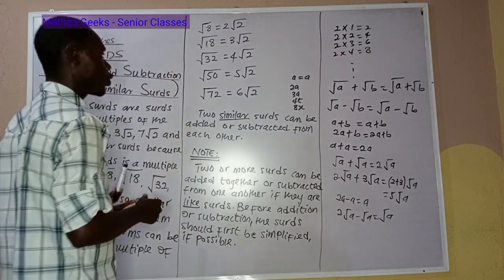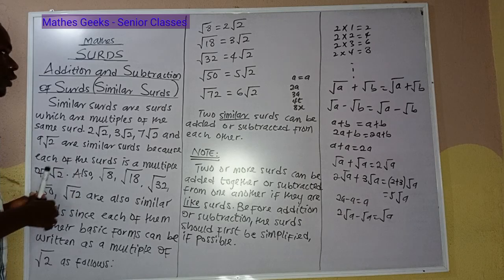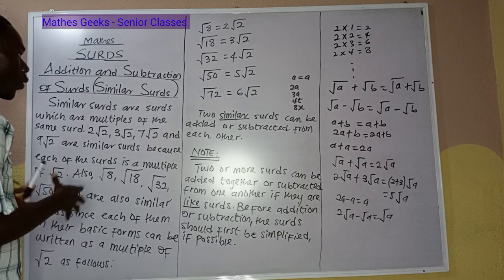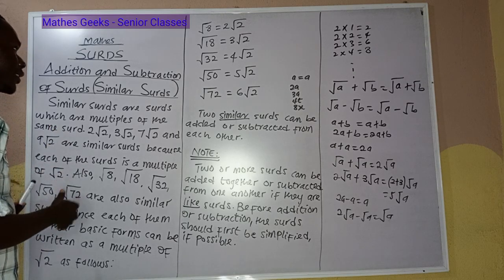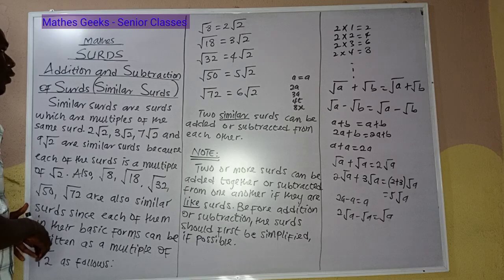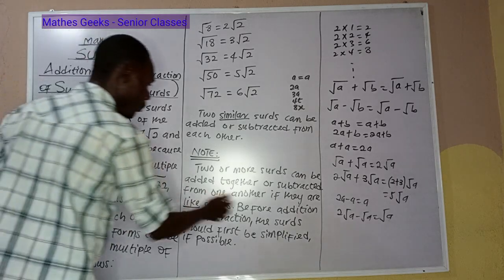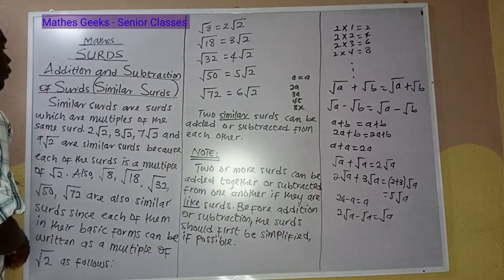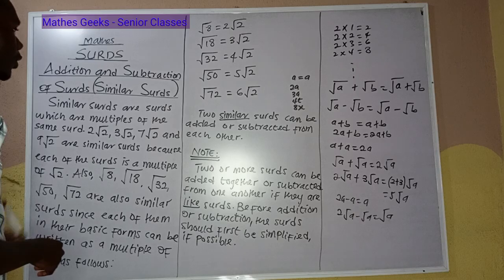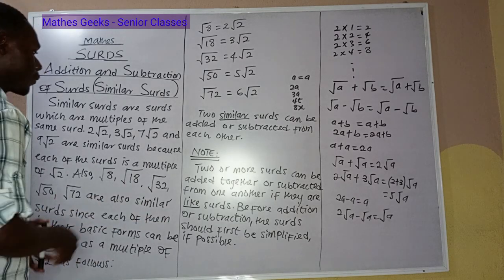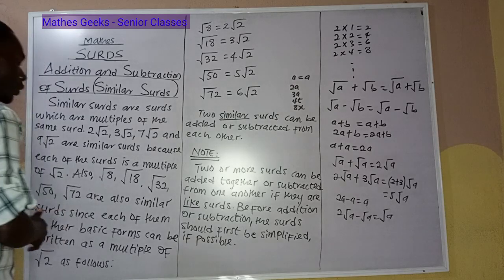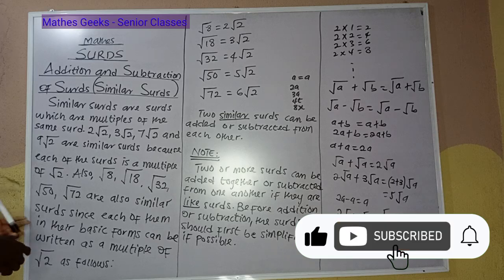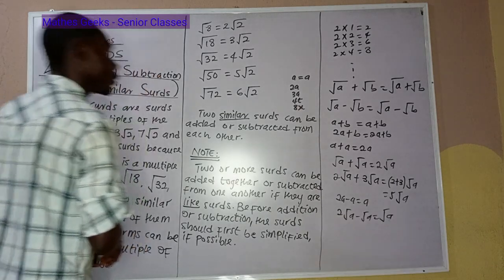So addition and subtraction, both in algebra and in surds, is possible when the letters or the surds are the same, like or similar. But in a situation where they are not the same or alike, you can't carry out addition and subtraction. But before addition or subtraction, the surds should first be simplified if possible. The examples I'm going to take subsequently will show cases where, before addition or subtraction is carried out, there must be simplification carried out first. So let's go on.